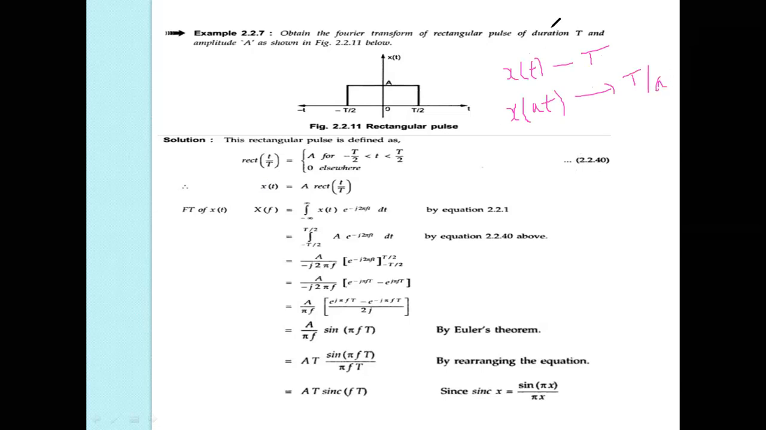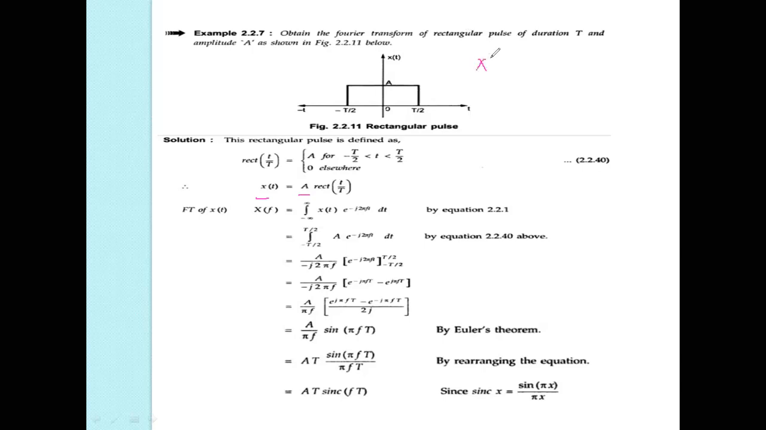So rect of t by T. The given x of t is A into rect of t by T, where A is the amplitude. The rect means a rectangular pulse. For the given signal x of t, we have to find the Fourier transform. Here they explain with the normal frequency; I will explain with the angular frequency, my dear students.